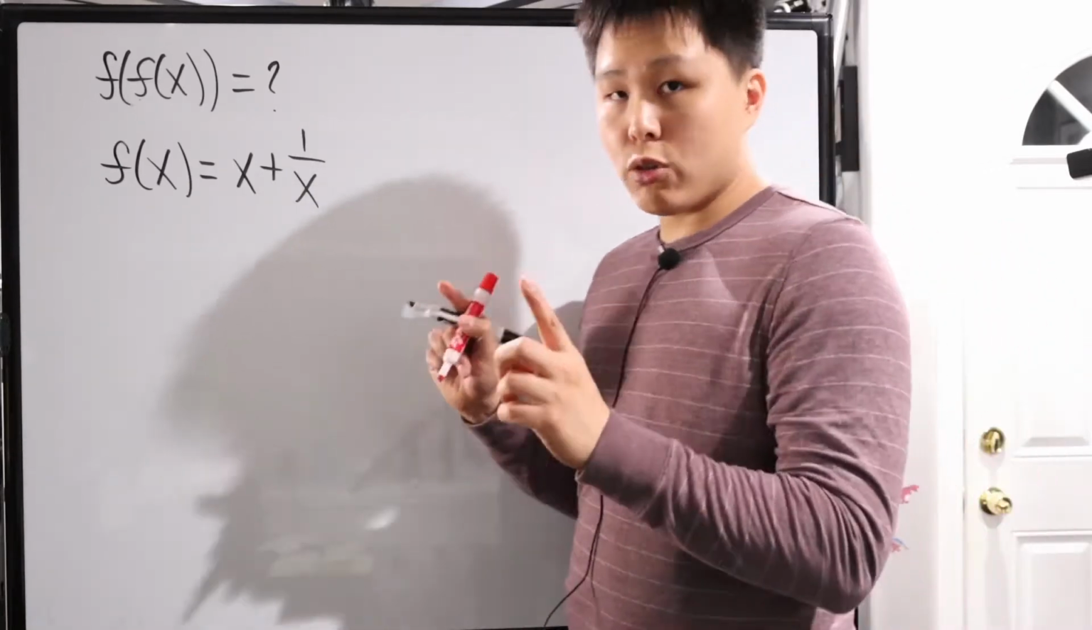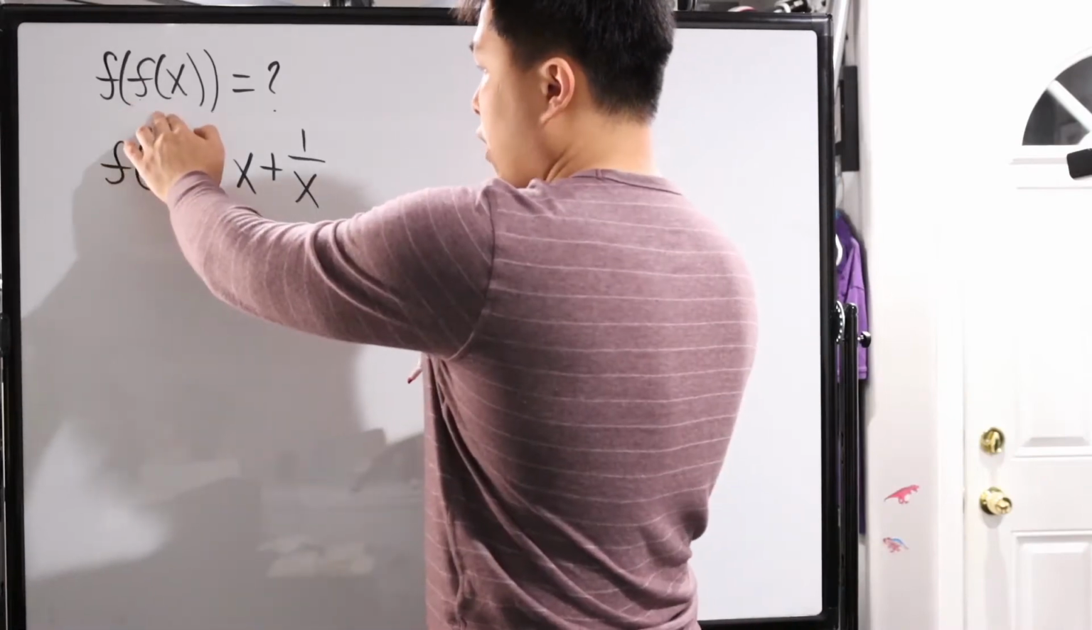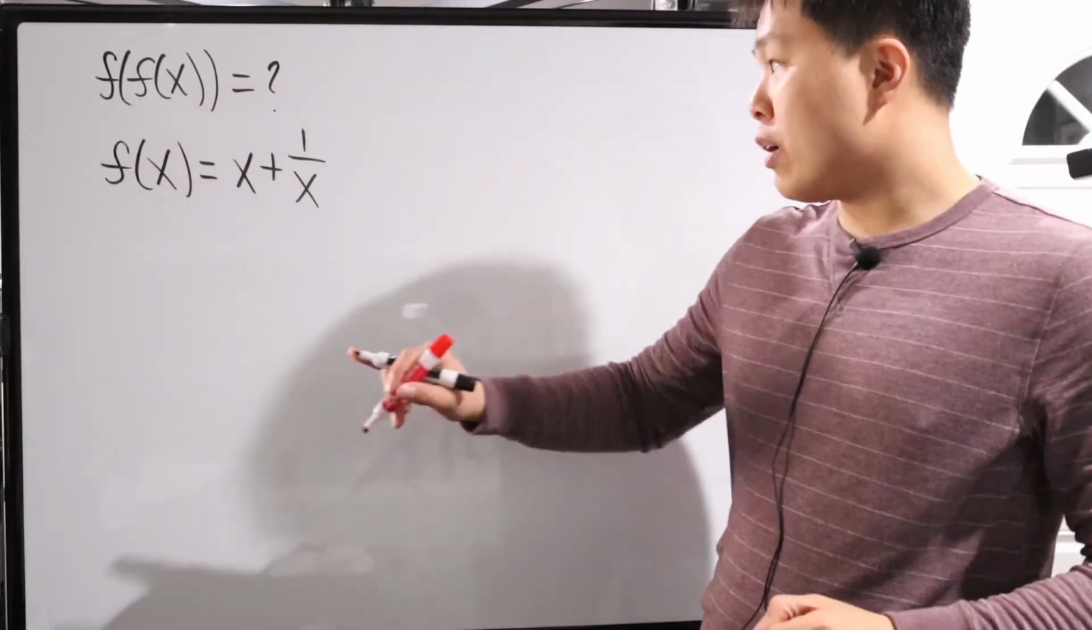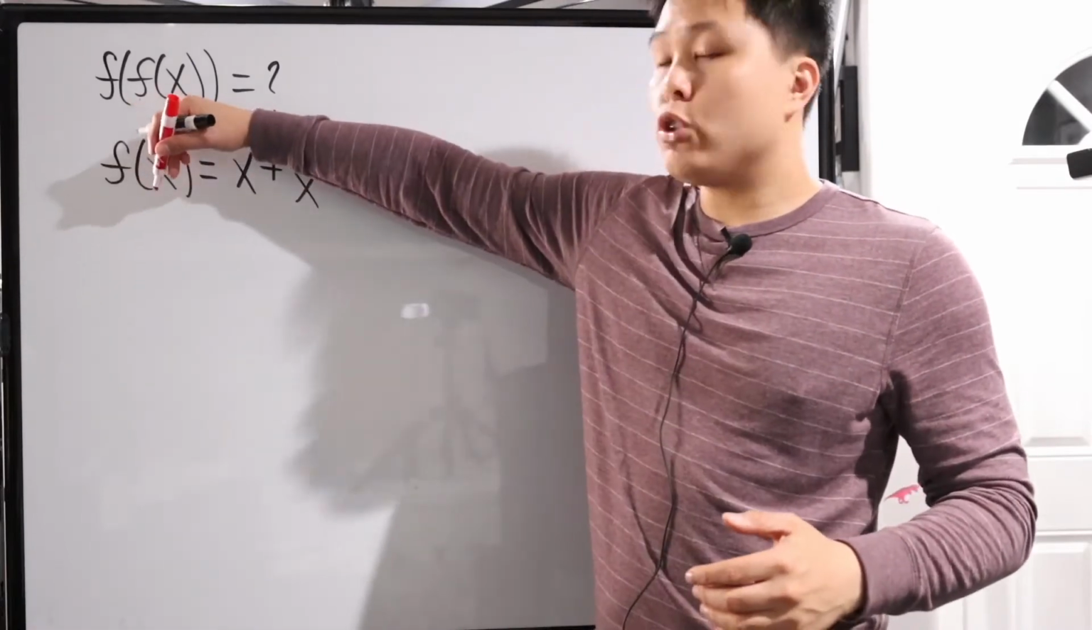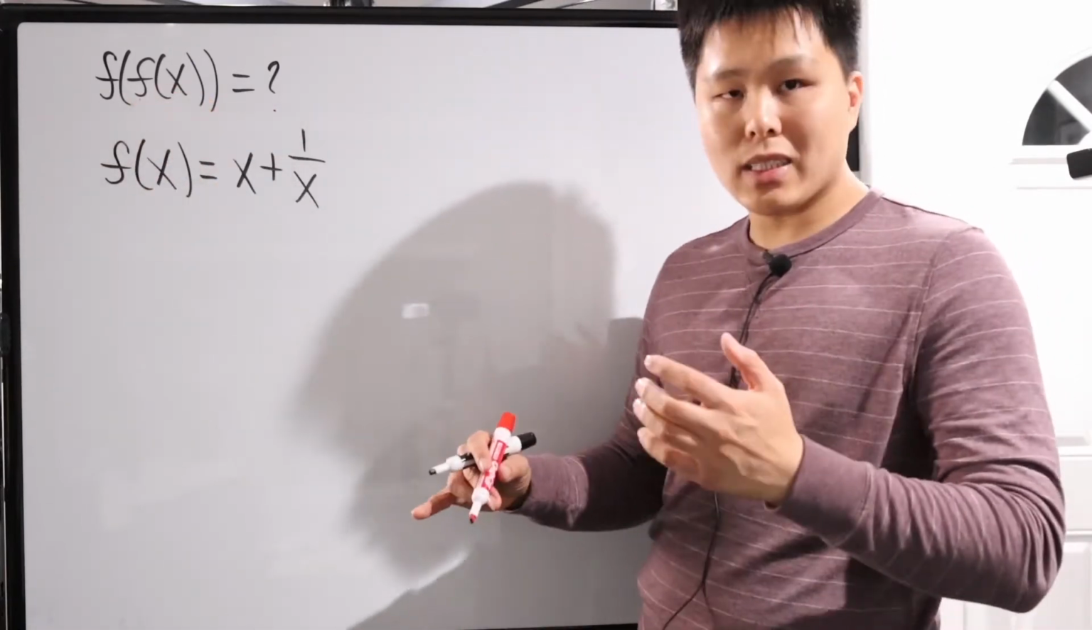Now, this one's a little different. Here we have f of f of x, and that's what we're looking for. They don't give us an x equals some number, so there's really nothing we can solve. So what do we do in a situation like this? What the heck is it asking?